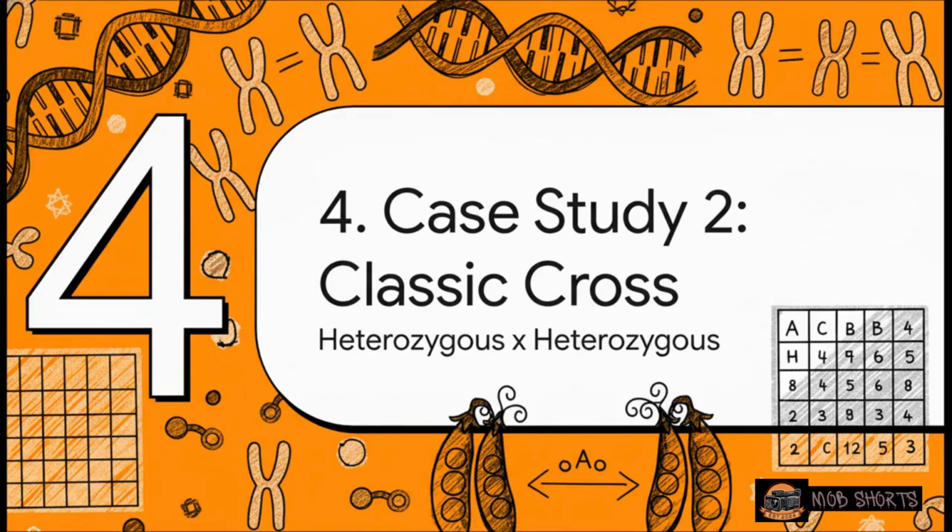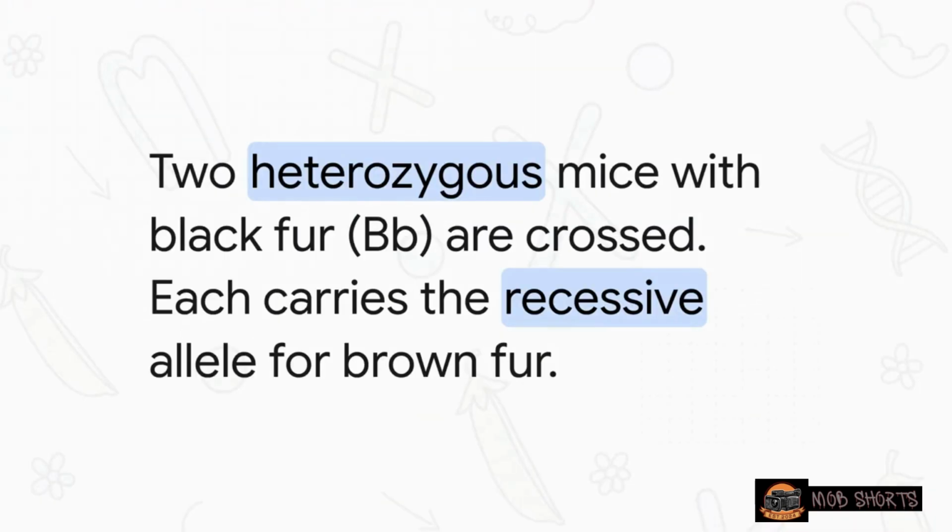Okay, now for the big one. This is the cross you're going to see over and over again in your exams. What happens if we take 2 of those kids from the last generation, 2 of those heterozygous mice, and cross them? So let's set up our P1 again.